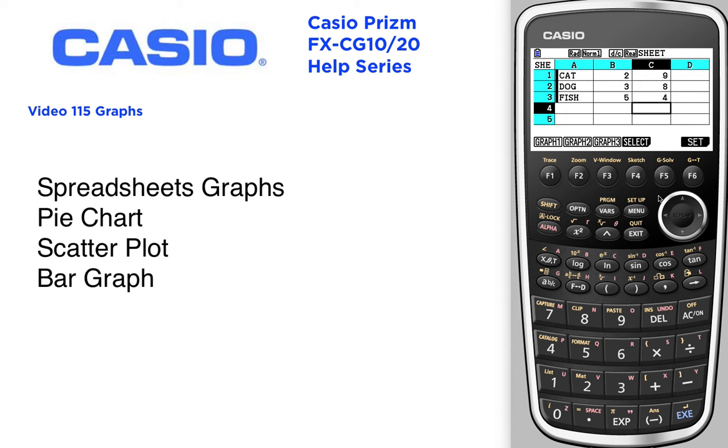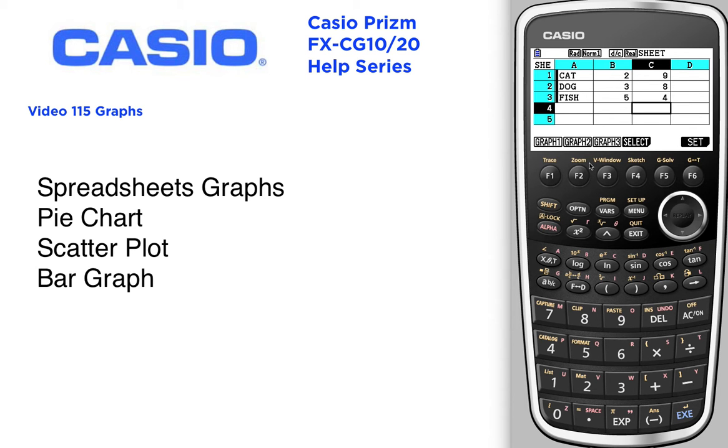Let's take a look at spreadsheet graphs, just some basics. Where I'm sitting right now is in my spreadsheet. Let me exit all the way out. Currently I've entered some data, cat, dog, fish, and a couple different sets of data. What I want to do is see a graph of this information.